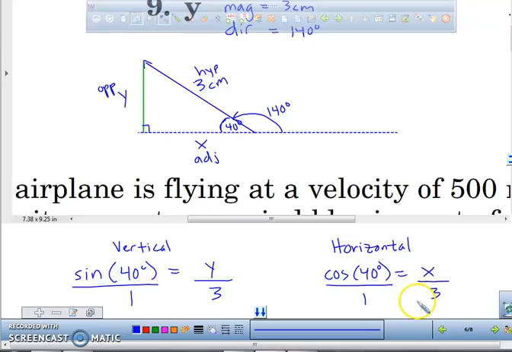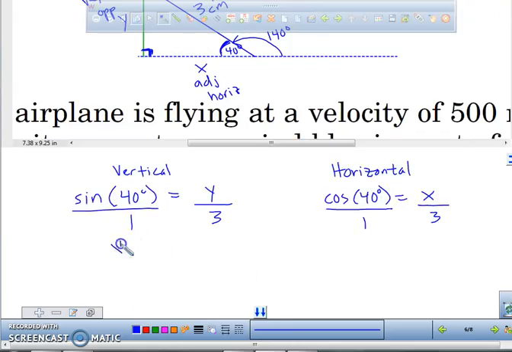What's the only thing that changed in this problem? The degree changed from 60 to 40, and the magnitude changed from a 2 to a 3. Well, what did I have to do? I didn't use the 140. I had to use the 40 degrees right here that helps me build my right triangle. Remember, this is your vertical. This is your horizontal. Okay?